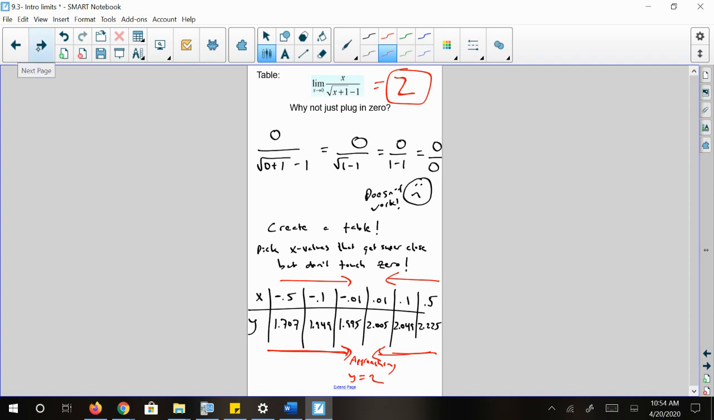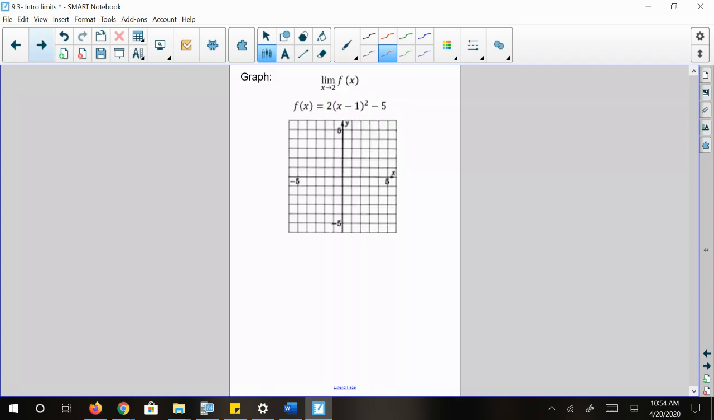Okay? All right, next one, let's try one with graphing. Okay, so this one says the limit as x approaches 2 of f of x, and it tells me that f of x is this function right here. Okay, now we have to dig back in our brains a little bit from earlier in the year to think about how to graph this. However, this is a squared function, which means it's a parabola. Okay, this is a parabola.